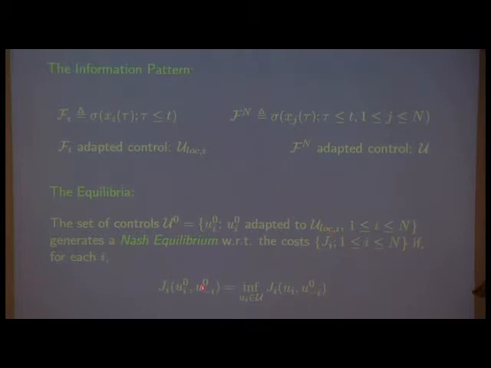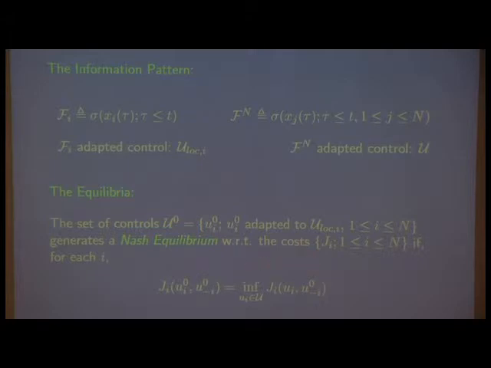if, when all the other agents play their control actions from this set of controls, then your action in this set gives you the infimization with respect to your free control. So it would be damaging to you to do anything else than to play U0I in the specified set.